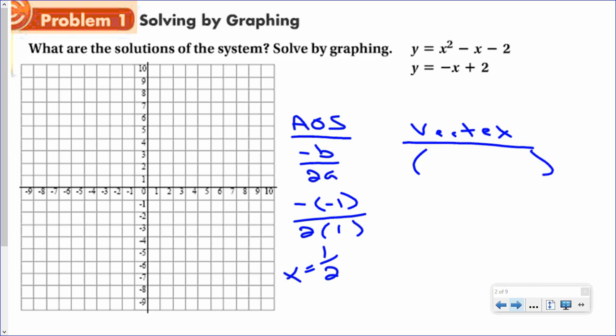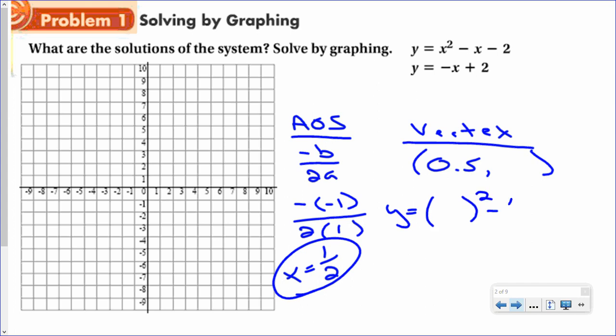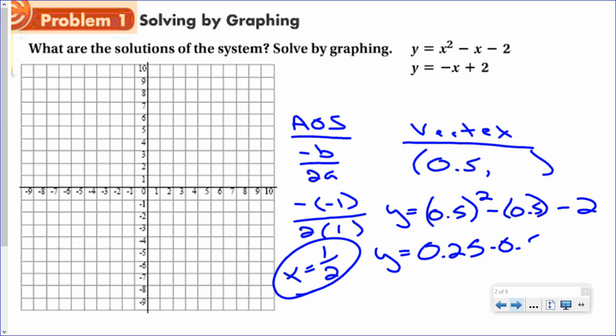The vertex is a coordinate. Now I'm going to use 0.5 again. It's the same as this, right? To find the vertex, I use the original formula, which is y equals, then I plug it in. Get a little calculator work here. Okay, when you plug that in, you end up getting an answer of -2.25.